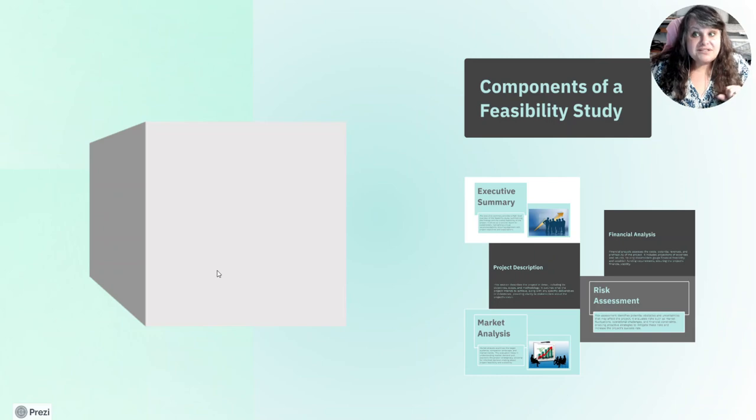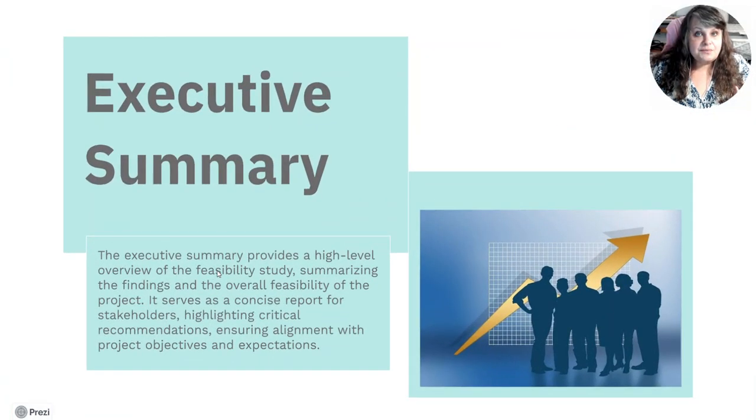Okay, the components of a feasibility study. There are actually five: the executive summary, the project description, the market analysis, the financial analysis, and the risk assessment. Some of these can be done by an MBA, and in their MBA specialty, they can write some of this up. Okay, let's look at the executive summary.